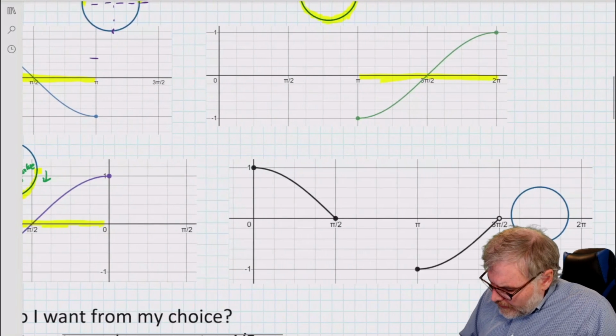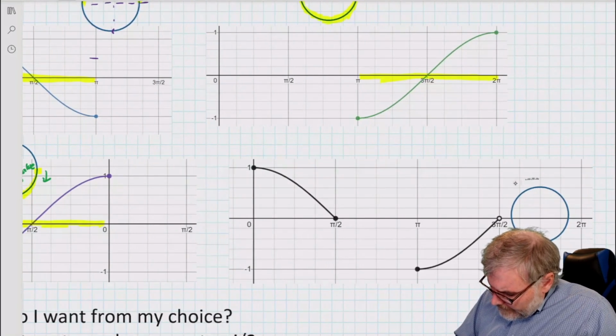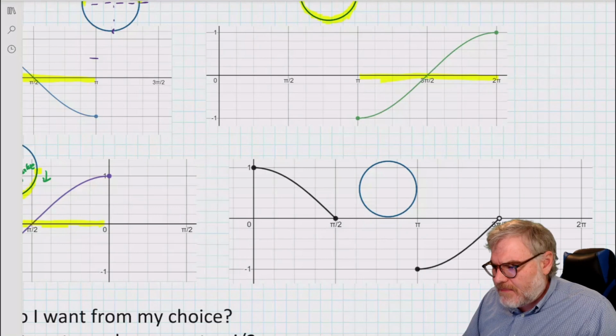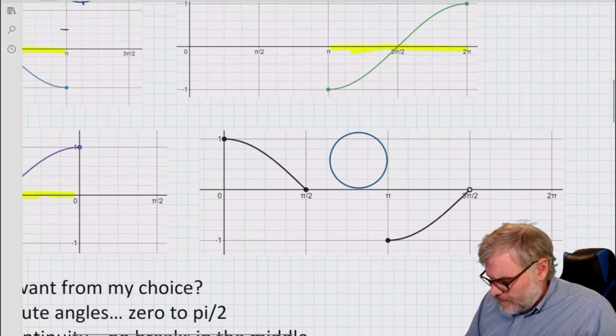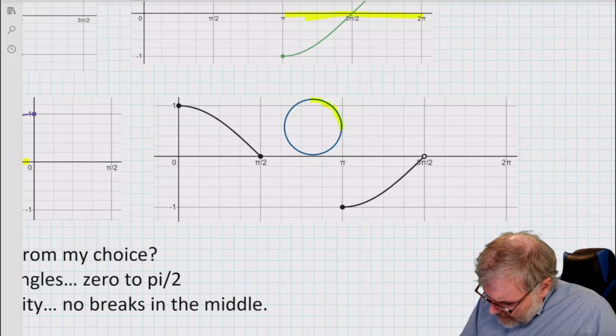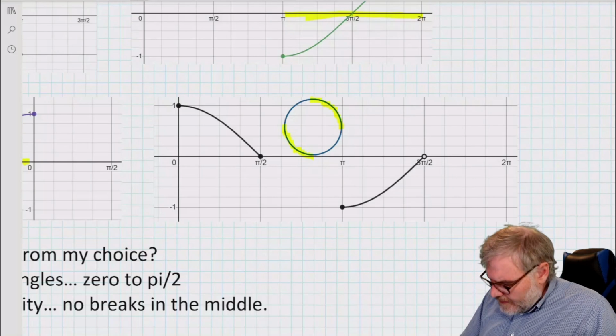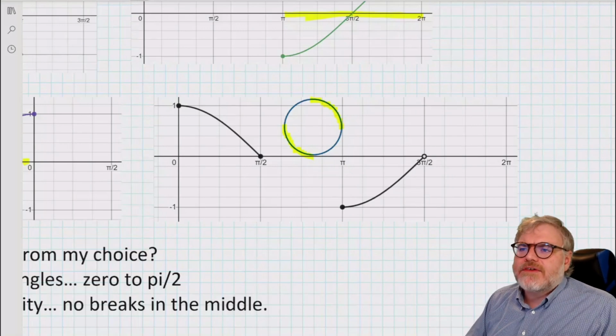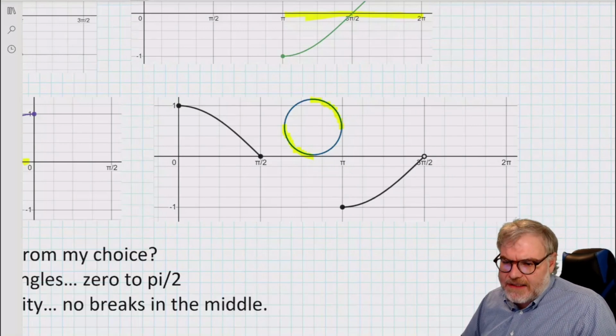And again, I could go a little crazy and choose something like this. So if I chose this piece right here from 0 to pi over 2, and then from pi to 3 pi over 2, that would be like choosing this piece here, and then this piece here, not including that endpoint there. So I could make different choices and still come up with a valid thing.